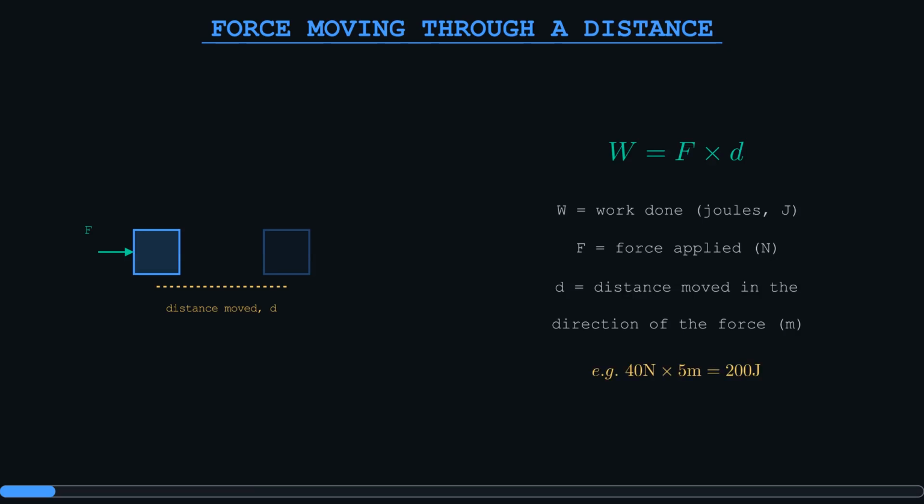Work is done whenever a force moves something through a distance. It is calculated as force multiplied by the distance moved in the direction of that force and measured in joules. For example, a 40-Newton force moving an object 5 meters does 200 joules of work.